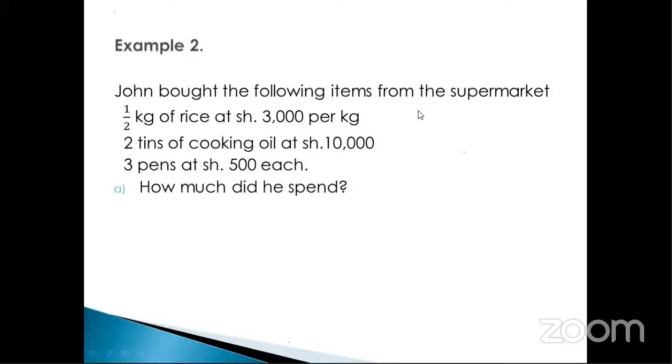Then also when we come to the second item, they're saying 2 tins of cooking oil at 10,000 shillings. So here there is nothing. There is no word in front there. You need to be very careful.